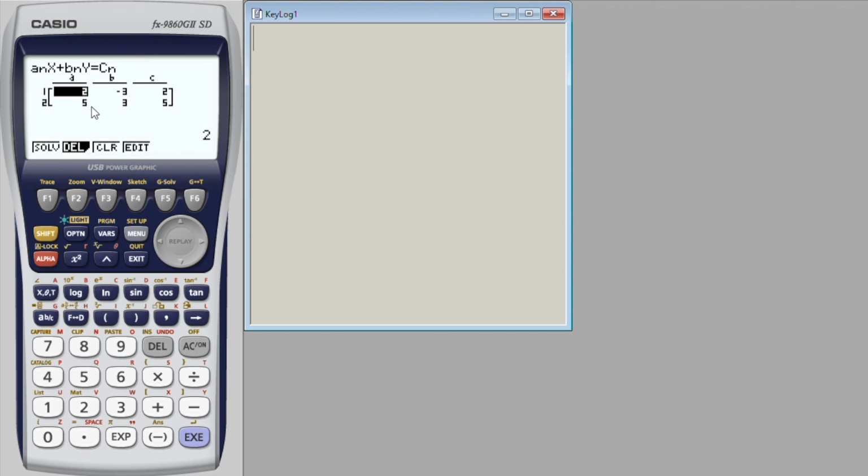And here I need to put the a, b, and c values of my two equations. As you can see, a is 2 for the first equation, b is negative 3, and c is 2. And for the second equation, a is 5, b is 3, and c is 5. So if I solve this, I get two values, which means unique values of x and y. So my answers are x equals 1 and y equals 0.